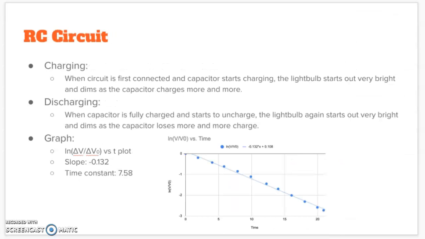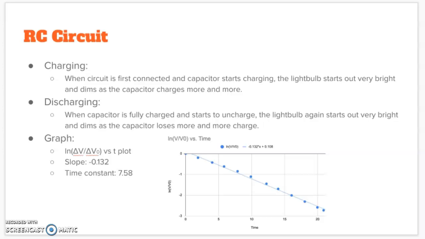We then set up the RC circuit and made a couple of notes about it charging and discharging. When the circuit is first connected and the capacitor starts charging, the light bulb starts out very bright and dims as the capacitor charges more and more. However, when it's fully charged to discharging, the light bulb again starts out very bright and dims as the capacitor loses more and more of the charge.